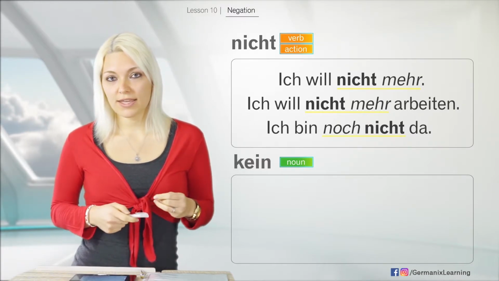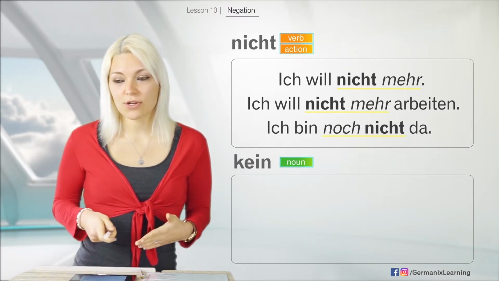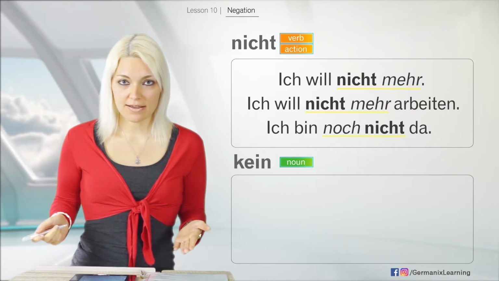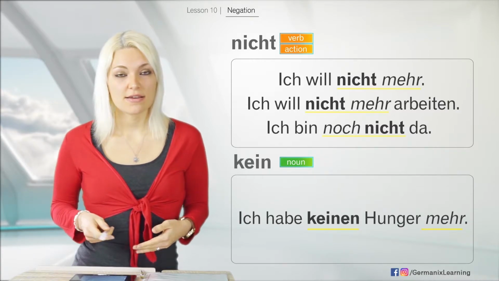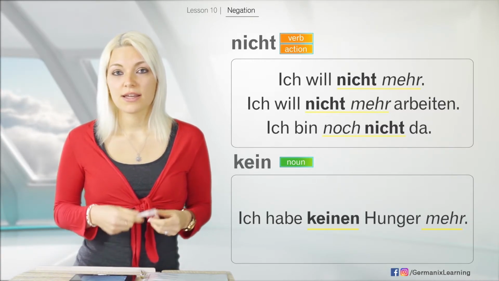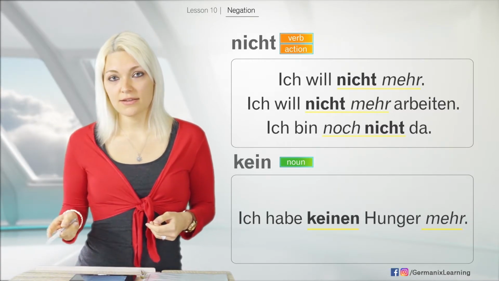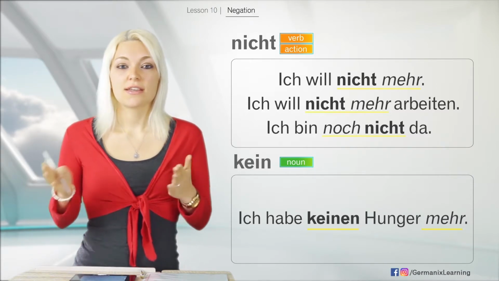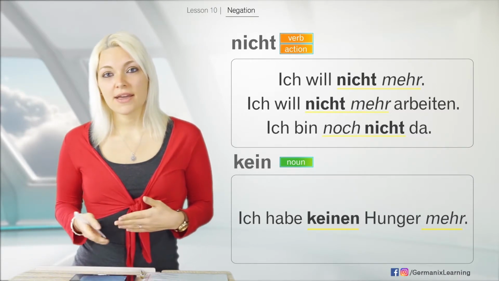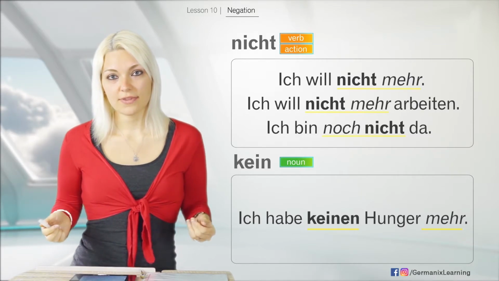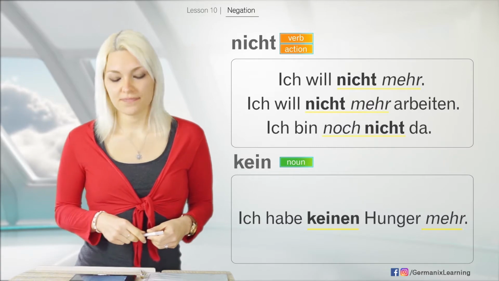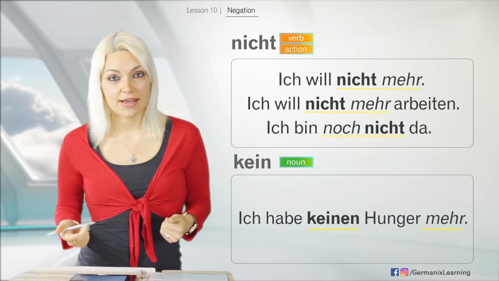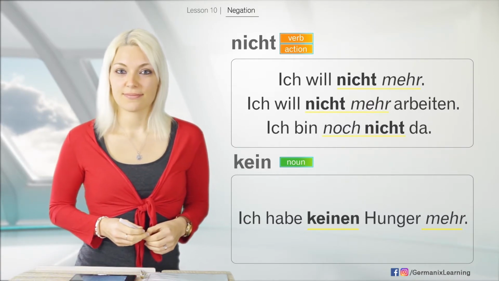And then if we want to negate a noun, again we also have kein mehr. Ich habe keinen Hunger mehr. I am not hungry anymore. Keinen Hunger mehr. So kein, the article goes in front of the noun and mehr goes after the noun. So also these expressions are very useful and you should learn them. So nicht mehr, kein mehr and noch nicht.